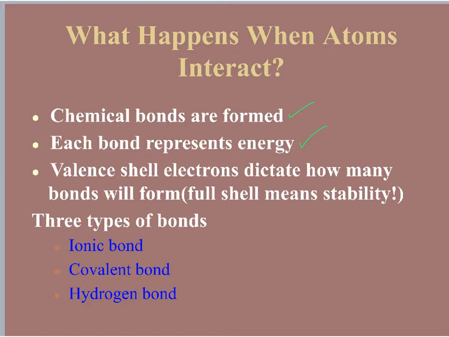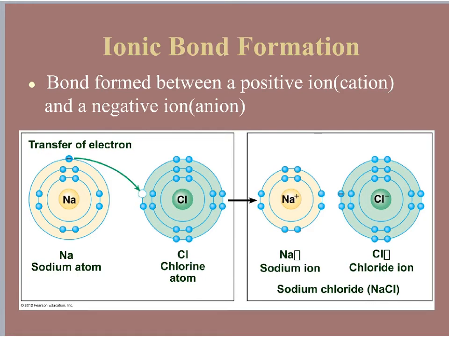Remember that the valence shell electrons dictate how many bonds will form, and remember that a valence shell would really like to have 8 electrons in it. That would make it stable. But for instance, if there are only 6 electrons in an atom's valence shell, that atom would really like to add 2 electrons to become stable. So there are 3 main types of bonds that form. One is called an ionic bond, the other is a covalent bond, and the other is a hydrogen bond. So I'm going to give you examples of those as we go along.